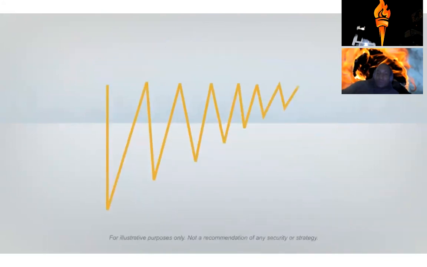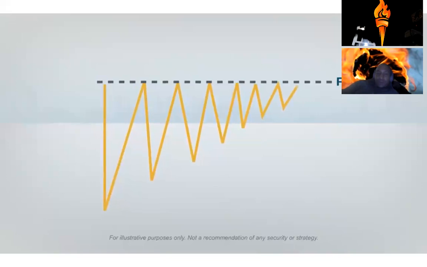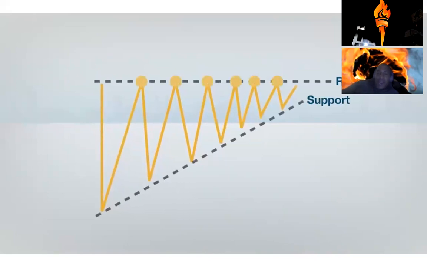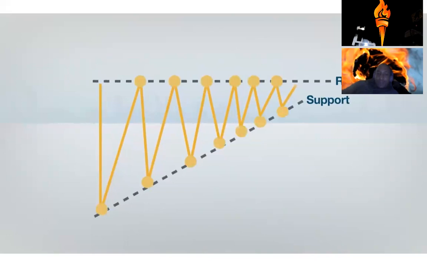This is what an ascending triangle looks like. Notice how the stock price comes up and meets its resistance level and then bounces down to produce these lows. Each resistance level is at an equal height, but the lows are getting higher and higher.